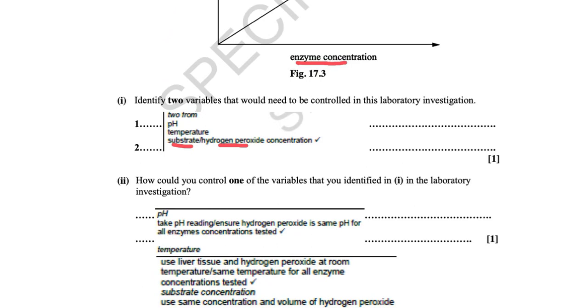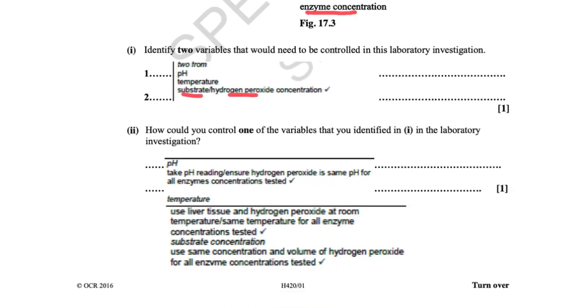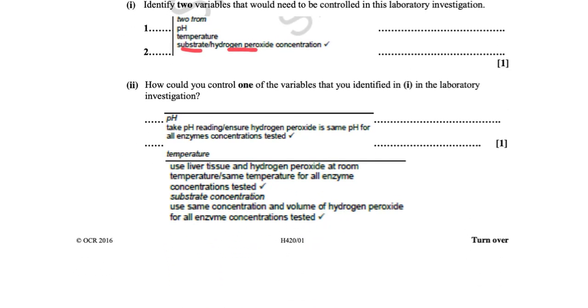Then leads on to how could you control one of the variables that you've identified. So if you've identified pH, then you might say that you would take a pH reading to ensure that the hydrogen peroxide is the same for all the concentrations. You might additionally wish to say that you could add a pH buffer to maintain a constant pH. If it was temperature that you'd refer to, then you would say that you would do all of the experiments at the same temperature, and you could do that by using a temperature controlled water bath. And if it was substrate concentration, you would ensure that you'd use the same concentration and volume of hydrogen peroxide for everything that you test.